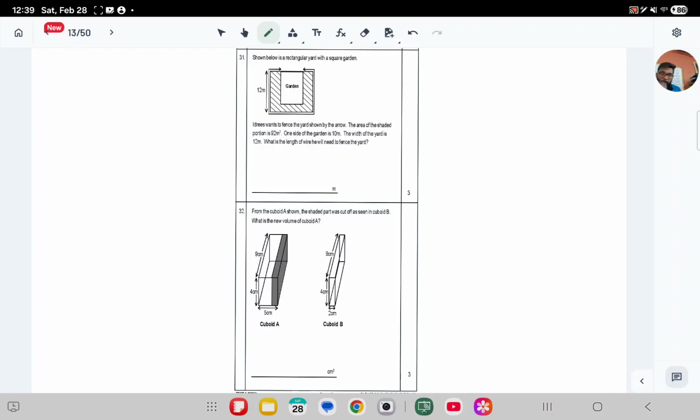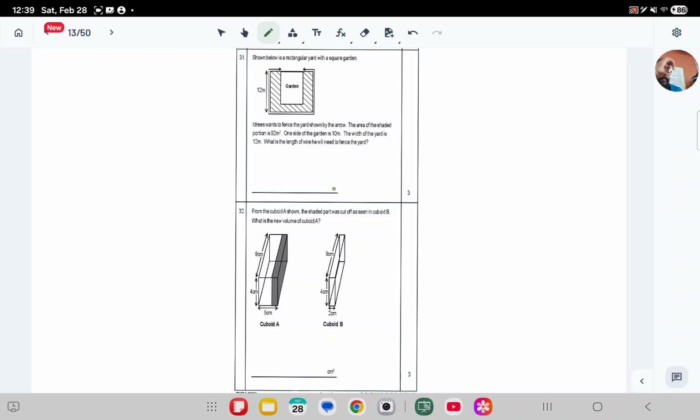Alright, so we have a lot of information here now. We know that they want to fence the yard. If you're fencing the yard, that means you want to find the perimeter of the yard. From here now, they gave us one side of the garden. They also gave us the area of the shaded portion. We know it's a rectangular yard and we know the width. So before we can find the perimeter, we need to find the length. And to find the length, if we can find the area of the entire yard, we will be able to find out the length.